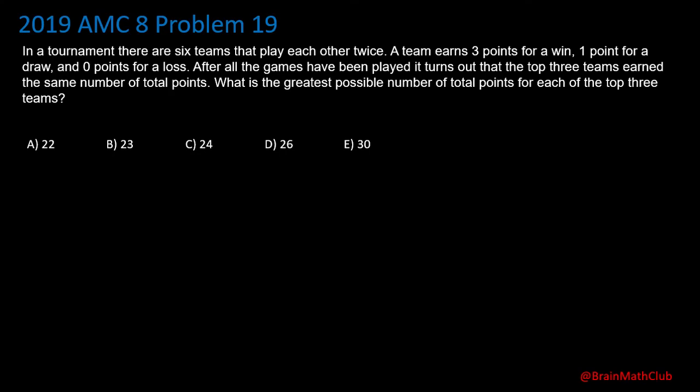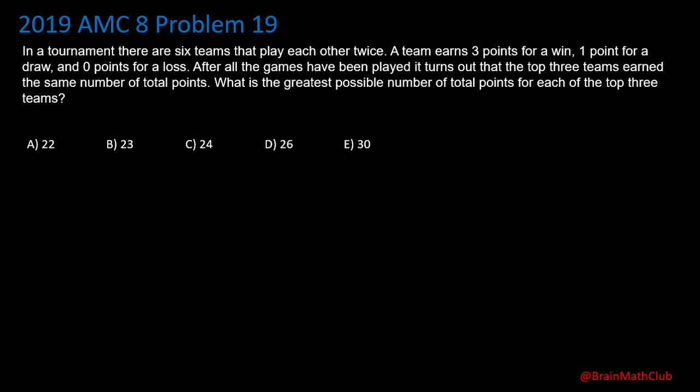In a tournament, there are 6 teams that play each other twice. A team earns 3 points for a win, 1 point for a draw, and 0 points for a loss. After all the games have been played, it turns out that the top 3 teams earned the same number of total points. What is the greatest possible number of total points for each of the top 3 teams? A. 22, B. 23, C. 24, D. 26, E. 30.